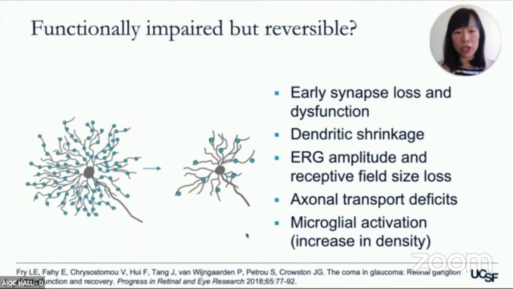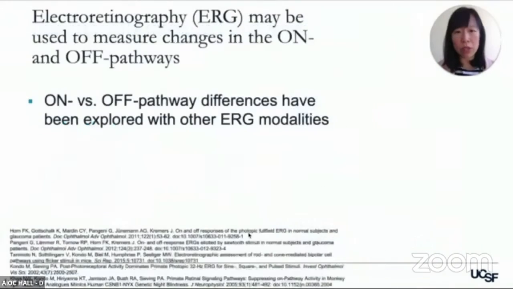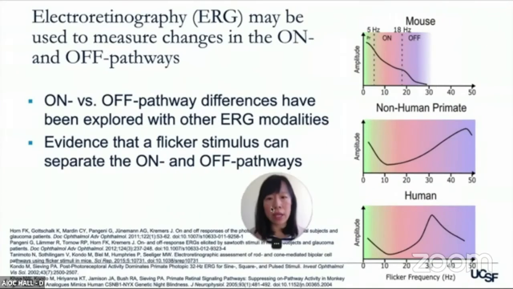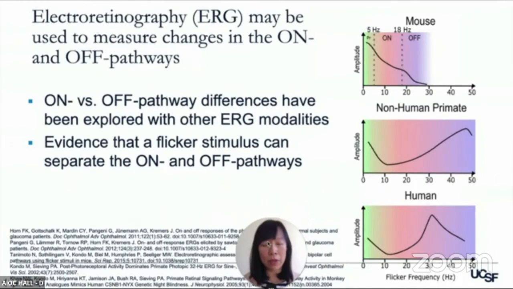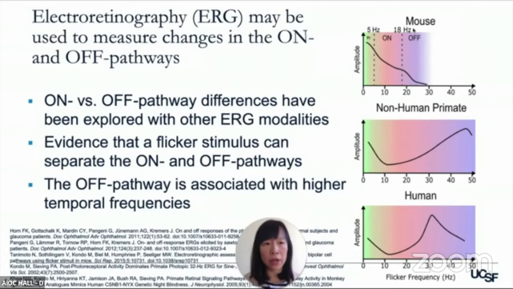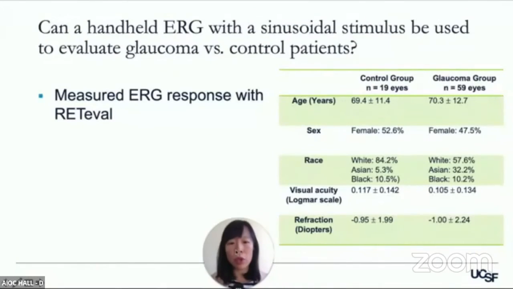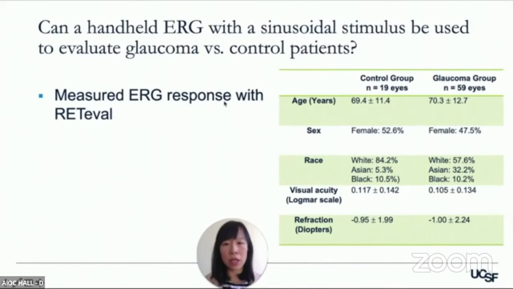To look at this dysfunction, our group decided to use the ERG to directly and objectively measure changes in the on versus off pathways. This has been explored with other ERG modalities, and there's evidence that a flicker stimulus can be used to separate the on versus off pathways, with the off pathways being dominated at the higher frequencies shown here in purple.